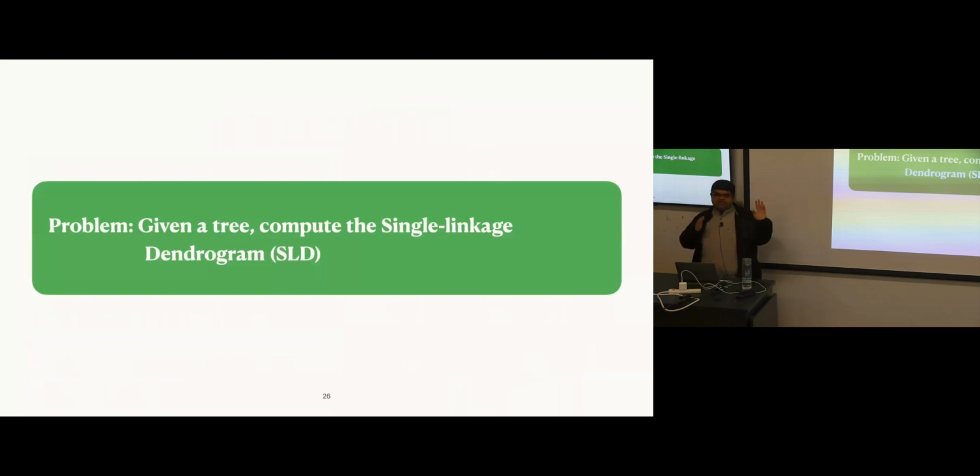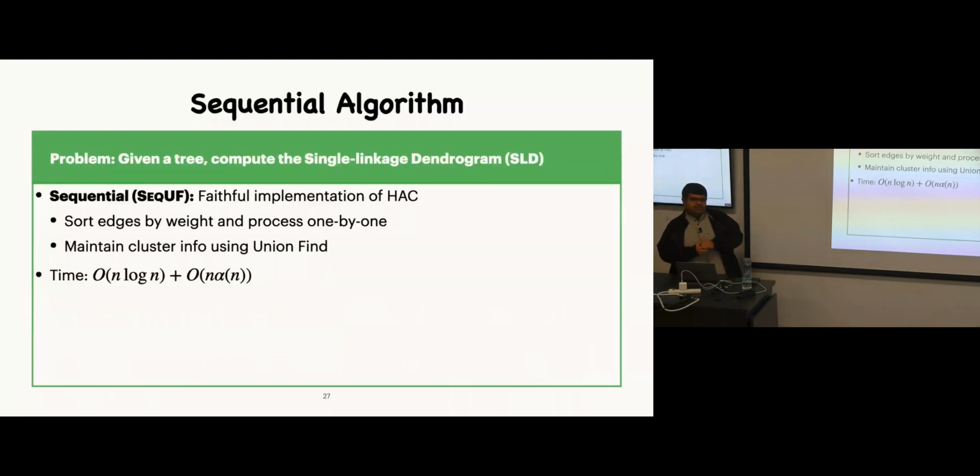So now going back to the question, this is the problem we are trying to solve. We're given a tree as an input, and you want another tree, which is a single linkage dendrogram. So how do you solve this problem sequentially? For this, I guess it's pretty easy. You just follow the original description of the algorithm, which is basically Kruskal's algorithm, right?